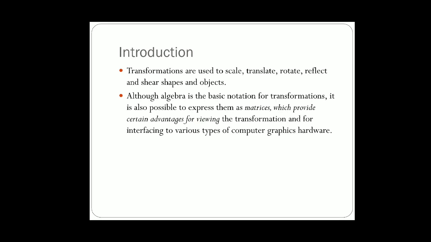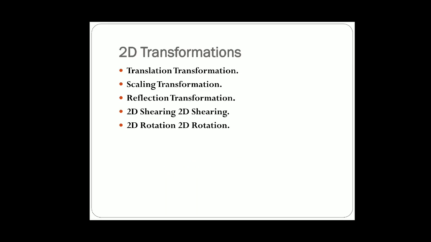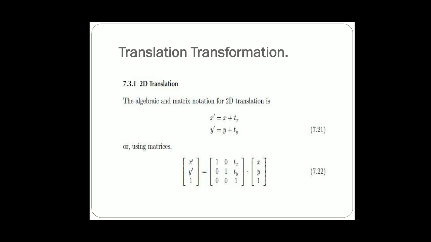hardware, we require transformation. So 2D transformations have translation transformation, scaling transformation, reflection transformation, 2D shearing, 2D rotation, that is converting them into shearing process and into rotation process. So these are the types in your transformation process in 2D. So first we'll be going with the translation transformation.